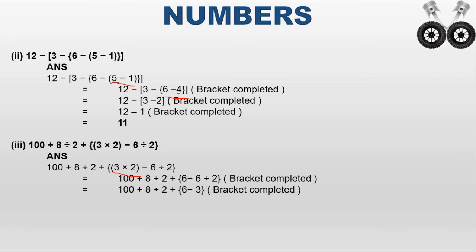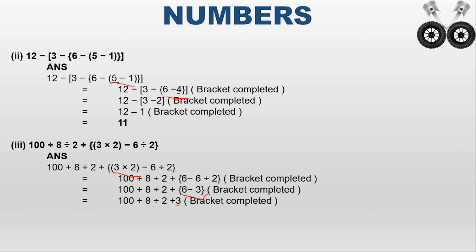So 100 plus 8 divided by 2 plus 6 minus 3. So now again, which one is executed? Curly bracket is executed. Okay, so 6 minus 3 is 3. So 100 plus 8 divided by 2 plus 3. So now see how many operators are here? 3 operators are here. What are they? Plus, division, again plus.